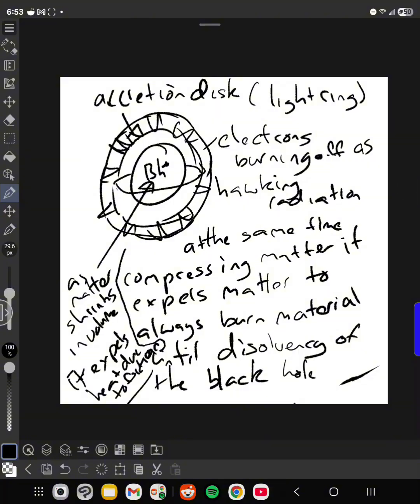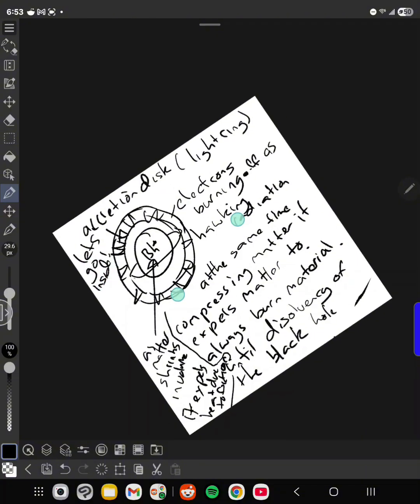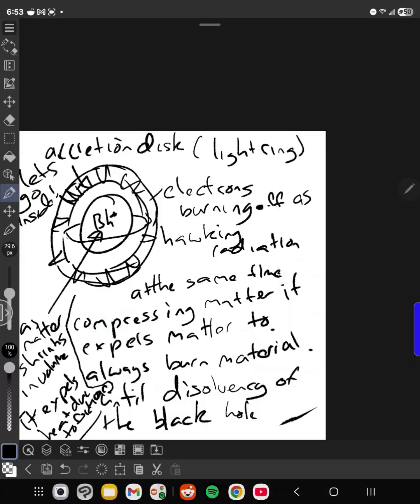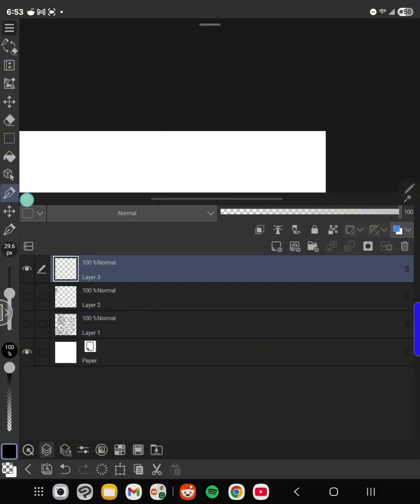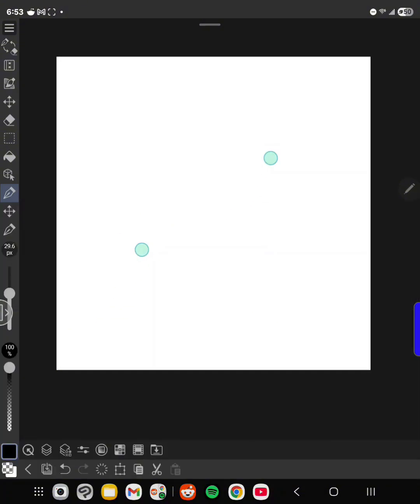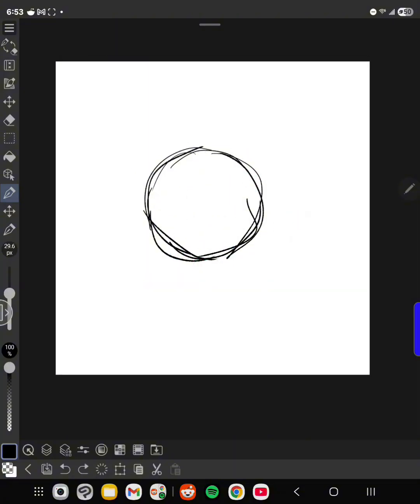So let's go inside. Let's get on the next layer here. And I've made two by mistake. Oh well. So we have this material here, right? In a sphere. So it looks like this or whatever. Doesn't have to be perfect because it's constantly roiling inside.